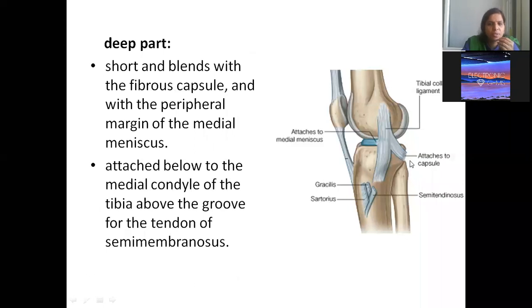Now comes the deep part. This is short and it is blending with the fibrous capsule and with the peripheral margin of the medial meniscus. It is attached below to the medial condyle of the tibia. Above, if you remember, semimembranosus is taking its attachment behind the posterior surface of the medial condyle of the tibia. Just above that, you will see the attachment of the deep part of the tibial collateral ligament.